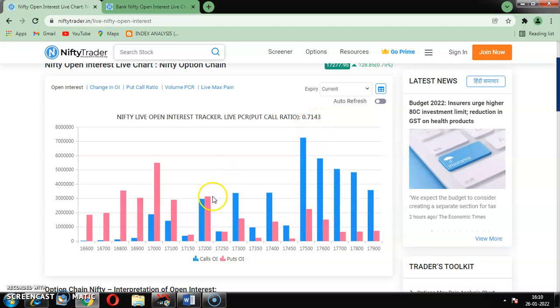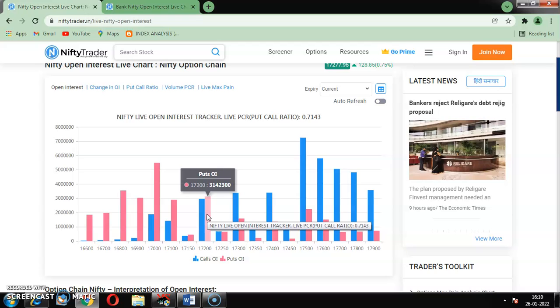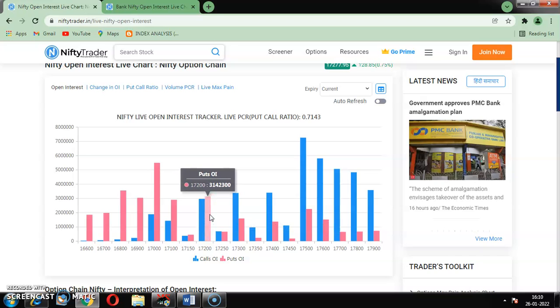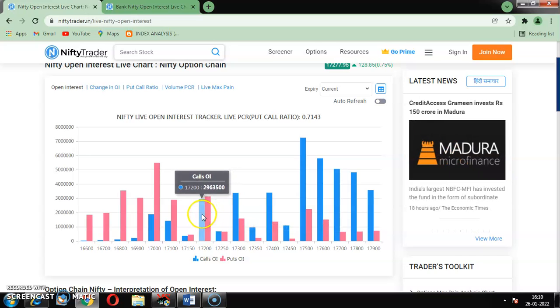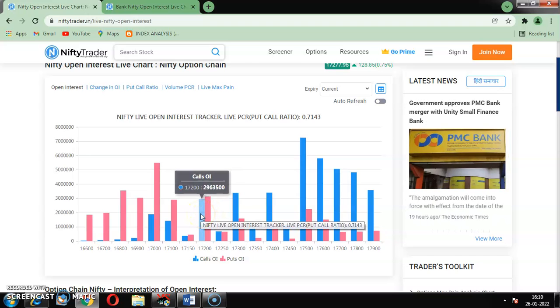Now if we come to this particular strike rate, 17,200, where put writing is 31,42,300, whereas call writing is 29,63,500. So put writing is more, and in comparison to the put writing, call writing is lower.